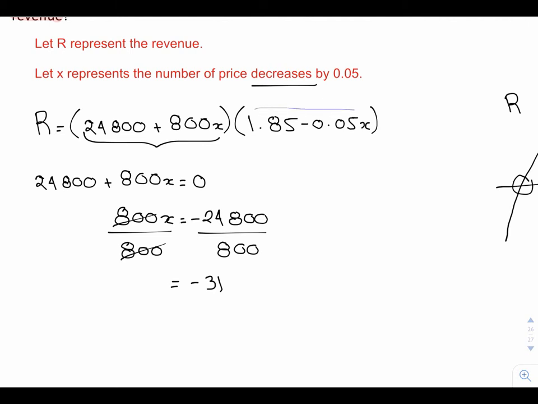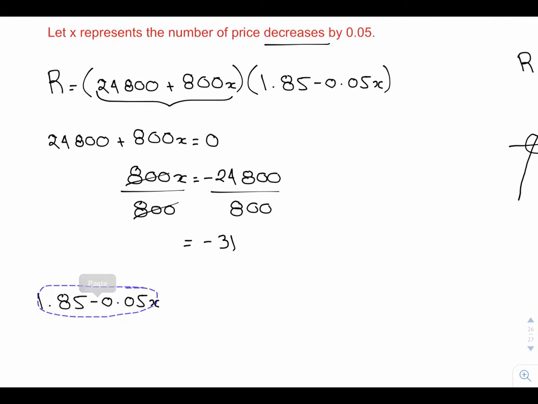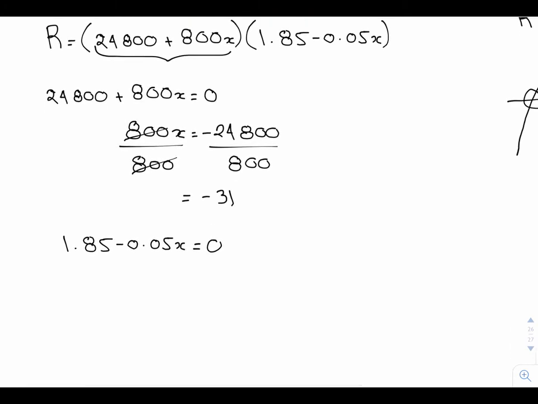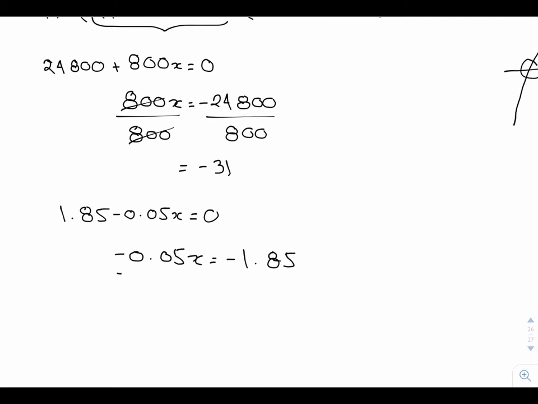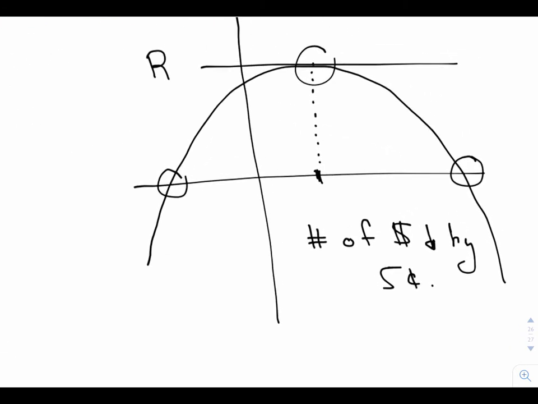My second root is going to come from this binomial factor. Again, let me copy it, paste it over here. And again, the question is, what will make this equal to 0? Once again, if I solve, I end up with negative 0.05x is equal to negative 1.85. Divide both sides by negative 5 cents, so negative 0.05, negative 0.05, and I end up with x equals 37. So let's go back to our picture. What we have here is the roots of 37 and negative 31.